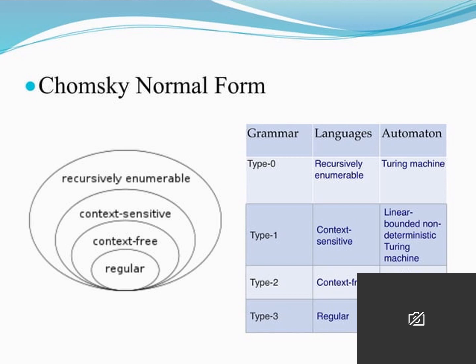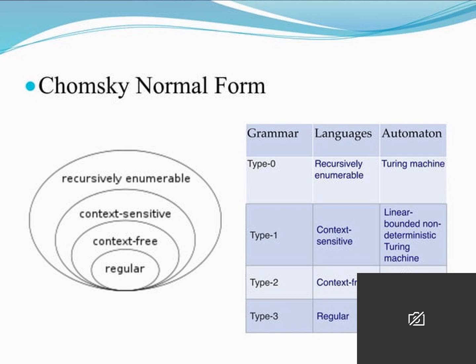The next topic is the Chomsky normal form. Chomsky normal form is nothing but a way through which we can hierarchically arrange the languages that the machines accept. So basically we will have the regular language. The next level is the context free language. The third level is the context sensitive language, and the fourth level is the recursively enumerable language.